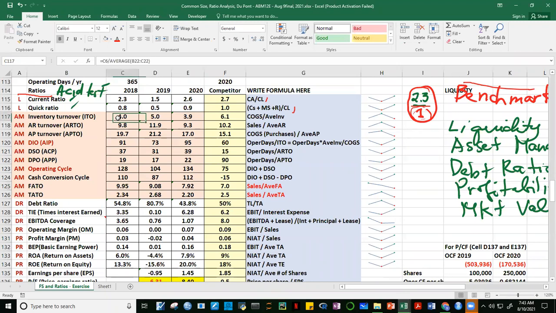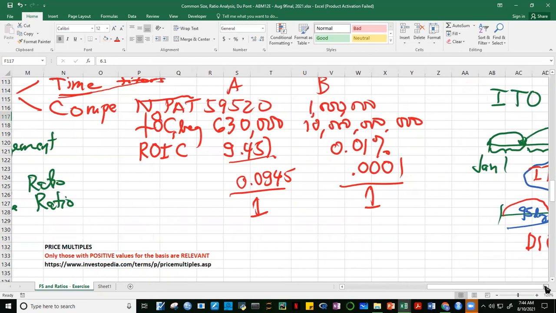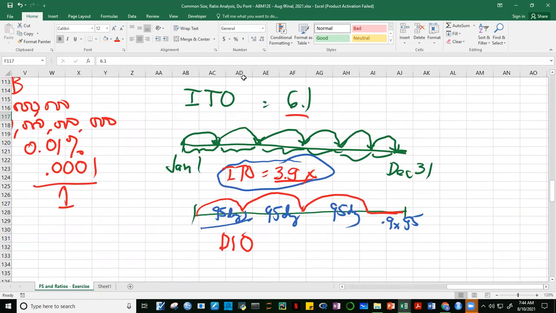Okay, and then we said that it was 5 times in 2019, so better than 2018. However, it went down in 2020. And to make matters worse, in 2020, the competitor had 6.1 times of ITO, inventory turnover. Now that's critical because we illustrated this. So this is our competitor, and it's able to do the turnover of the inventory 6.1 times vis-a-vis the 3.9 times we are able to do it.